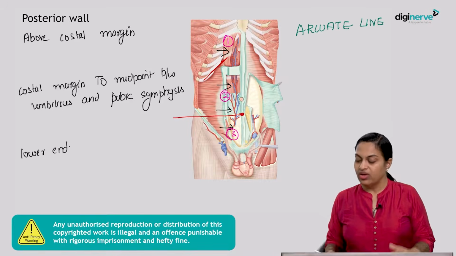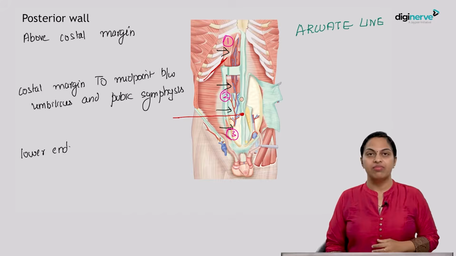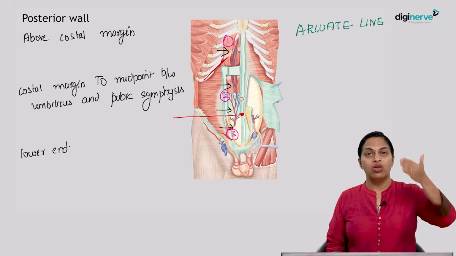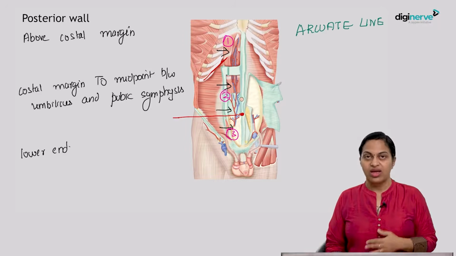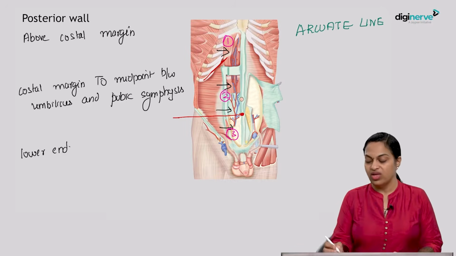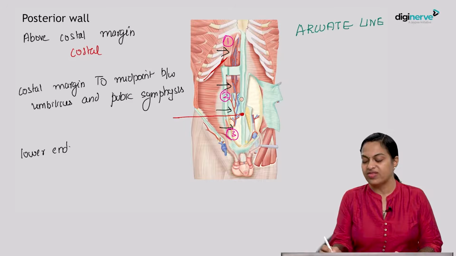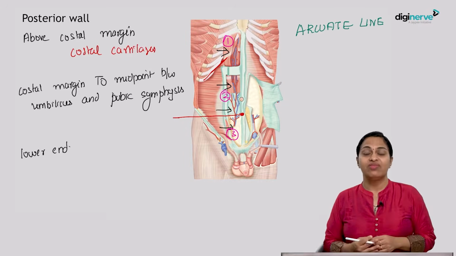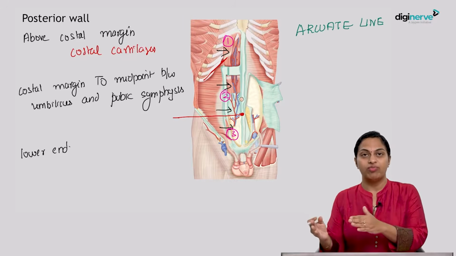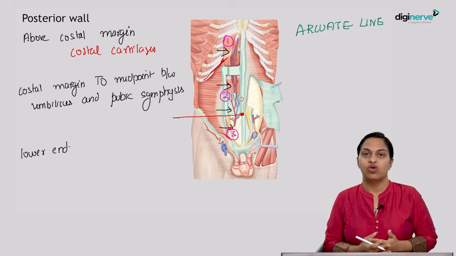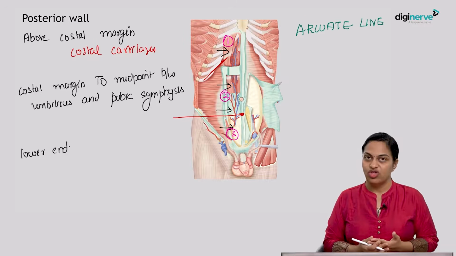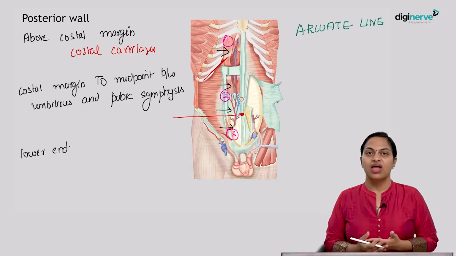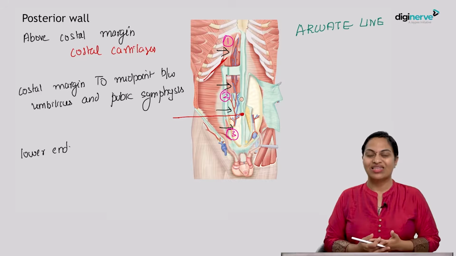Okay. So in that first segment, upper segment, the posterior wall of the rectus sheath, this rectus abdominis muscle that you see here directly rests over the costal cartilages. The rectus abdominis muscle will insert into the xiphoid process, 5th, 6th and 7th costal cartilages. So that is what we are telling as the posterior wall of the rectus sheath. Its insertion above the costal margin, right?